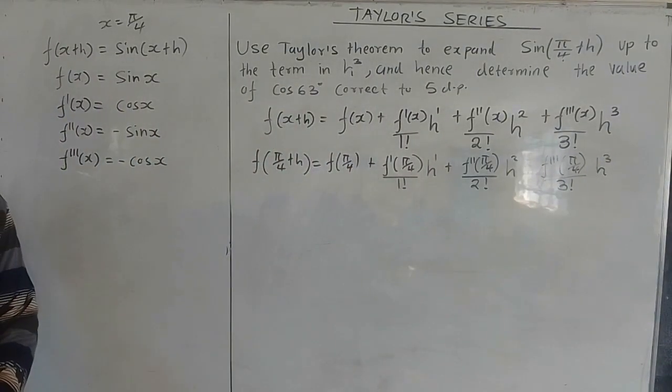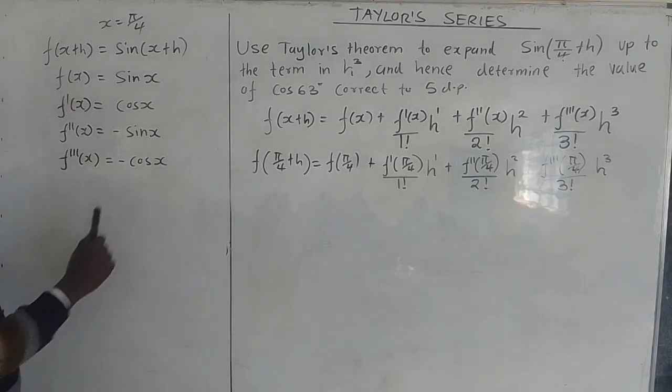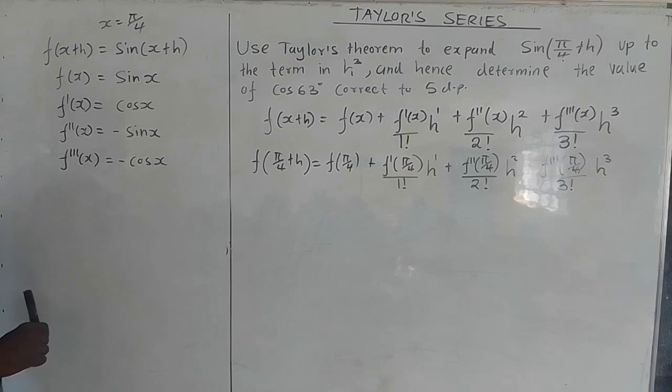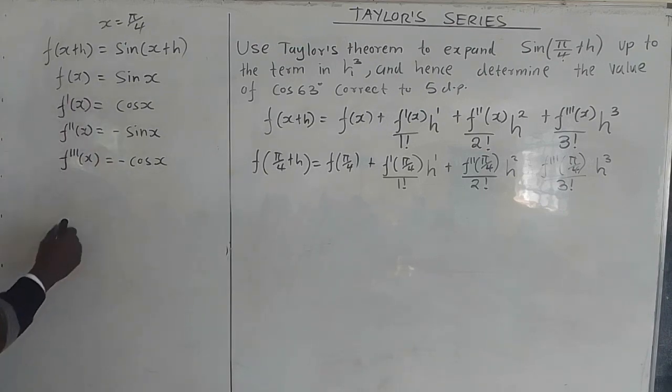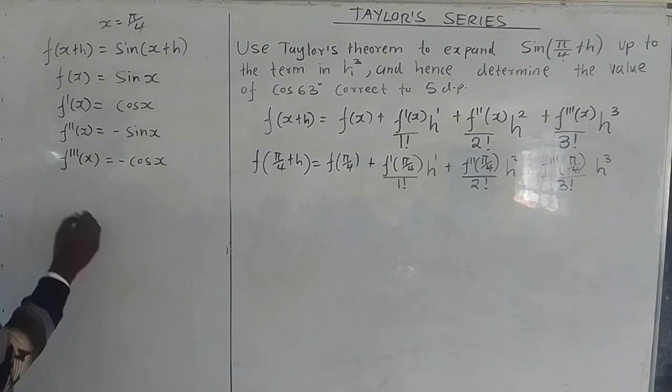Are we together? Can we now start getting there? Start with the first one. If we have f of x, we can get f of pi over 4. The calculator must be in radians. Are you seeing that? Are we together? So start with the first one. What is f of pi over 4?